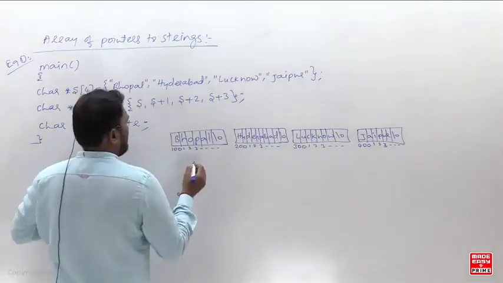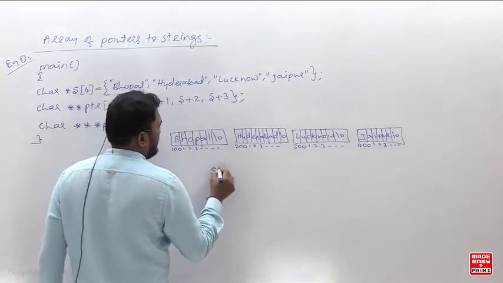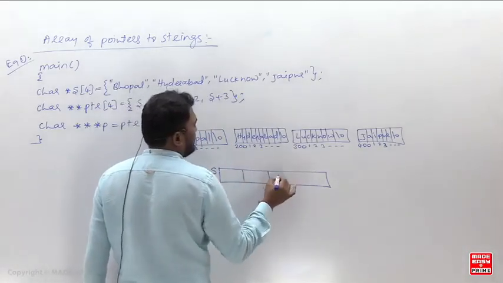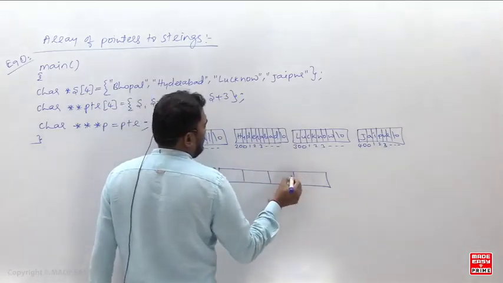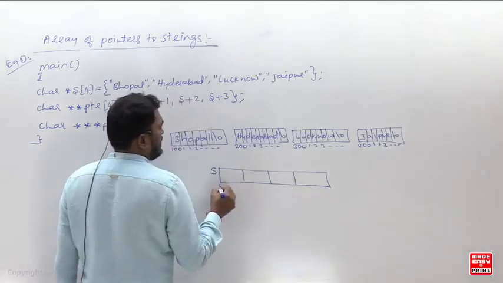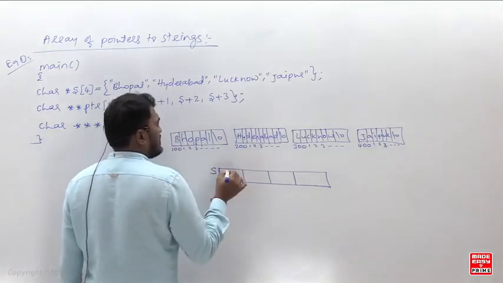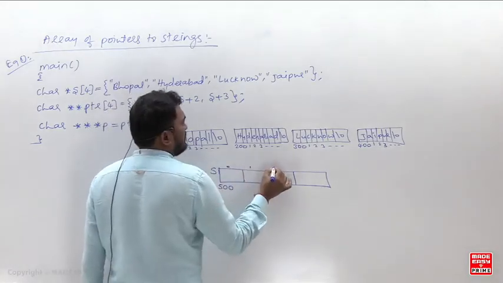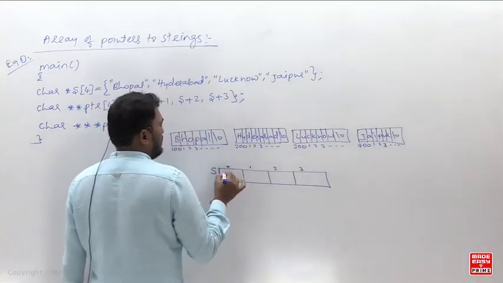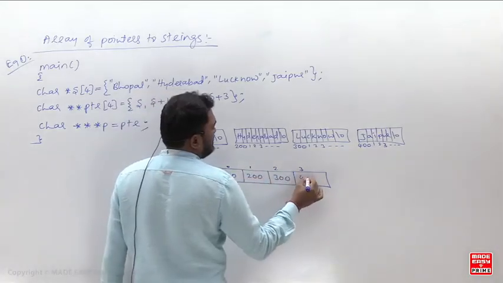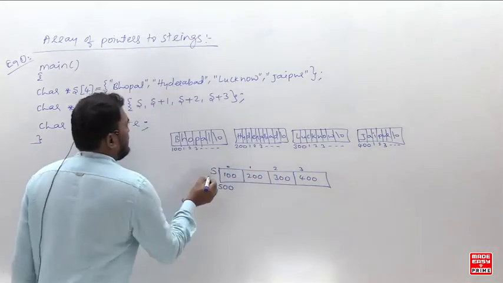So now look here. In the S, you can store the addresses of 4 characters. Now let's say the base address is 500. You can store the addresses in S of 0, S of 1, S of 2, S of 3. So you are storing 100, 200, 300, 400.